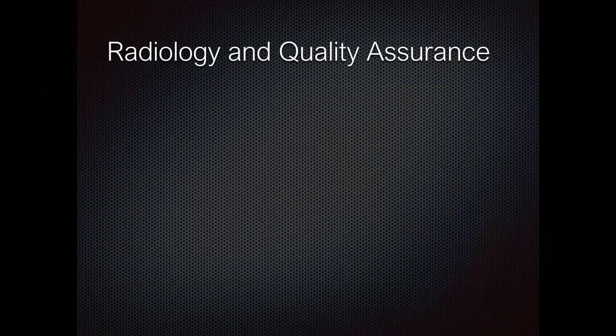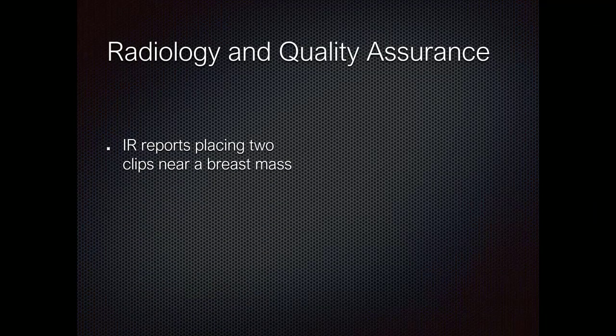Once you're comfortable looking over the reports and trying to pull out the most pertinent information, then you can start doing the quality assurance aspect. So let's look at an example here. The IR report, remember that's interventional radiology, says they placed 2 clips near a breast mass. And what you'll learn is that when they do breast biopsies, they put these metallic clips in. They're very small, and you have to find them when you gross these specimens. But the IR report says they placed 2 near a breast mass. However, when you're grossing, you only found 1 clip.